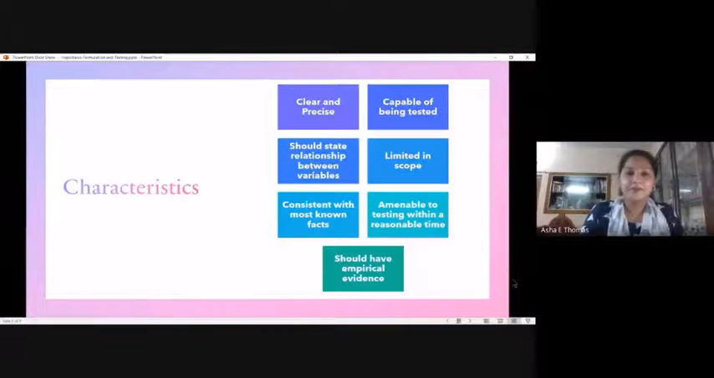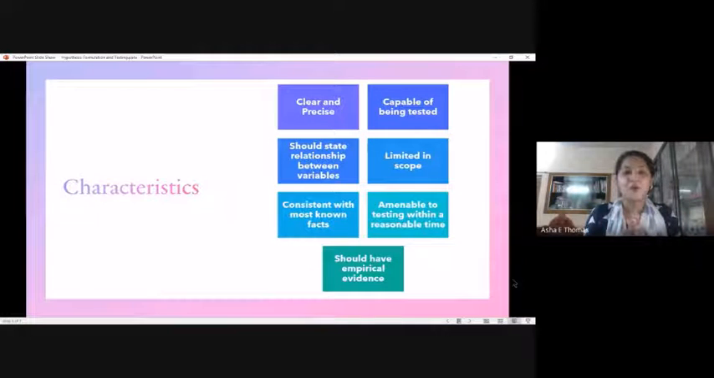And then when we are talking about the characteristics of hypothesis, basically, if I summarize all these points into one point, hypothesis should be simple, should be specific, should be capable of testing.